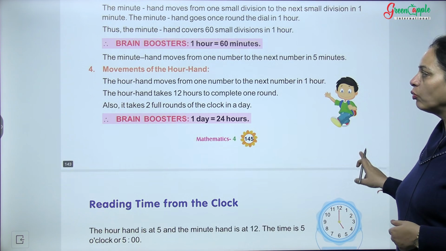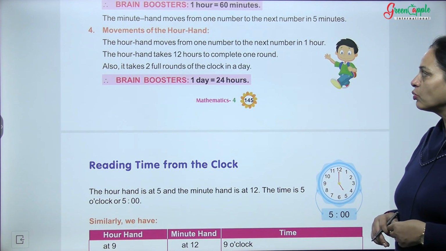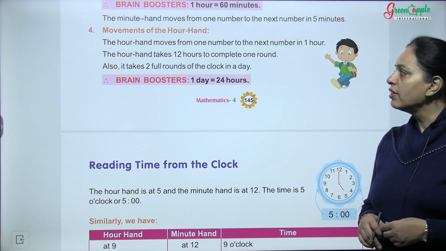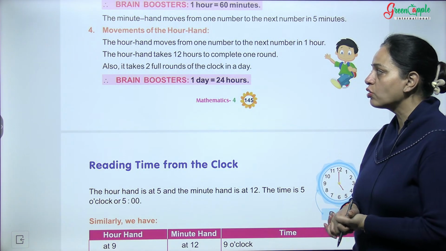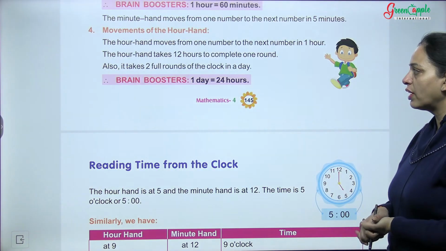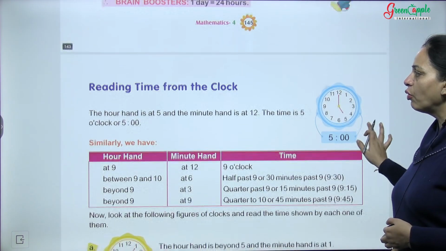And the fourth one, movements of the hour hand. The hour hand moves from one number to the next number in 1 hour. The hour hand takes 12 hours to complete one round. Also it takes 2 full rounds of the clock in 1 day. Now brain booster: 1 day equals 24 hours.